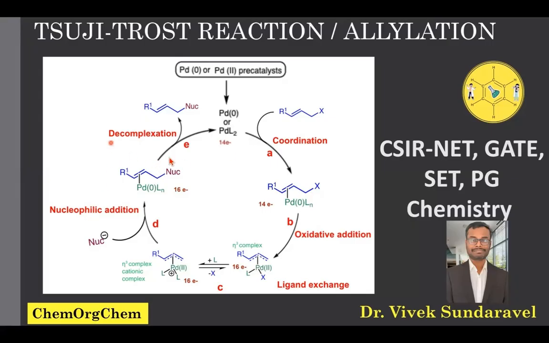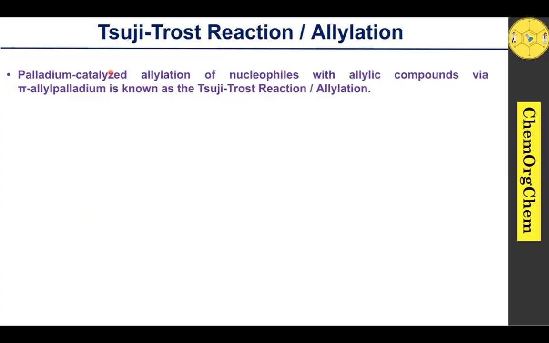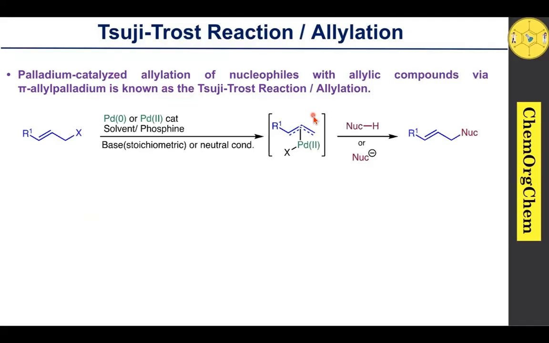So let's see the Tsuji-Trost allylation reaction. First, what is the Tsuji-Trost reaction or allylation reaction? This is a palladium catalyzed reaction of nucleophiles with allylic compounds via pi-allyl palladium, known as the Tsuji-Trost reaction or Tsuji-Trost allylation reaction. So this is the general scheme for the Tsuji-Trost allylation reaction.